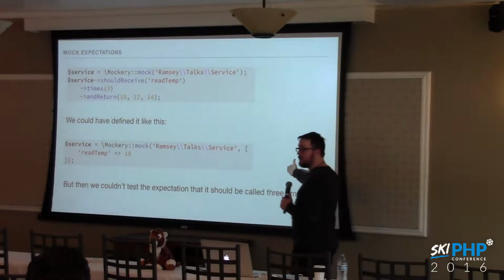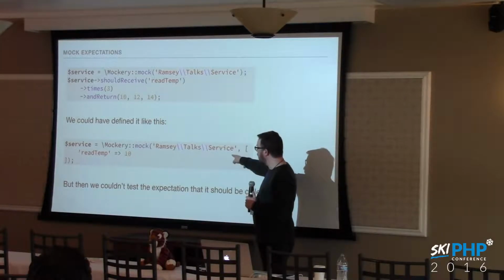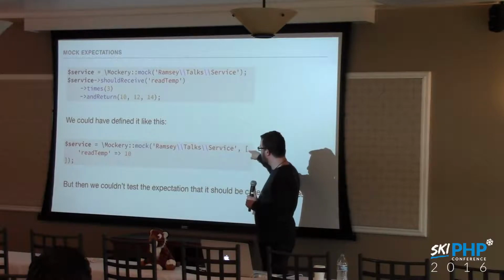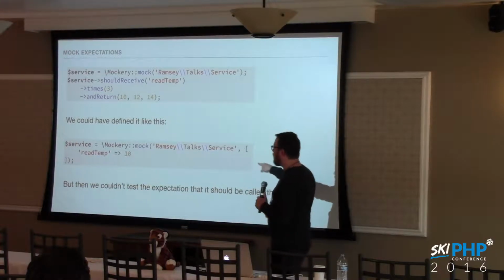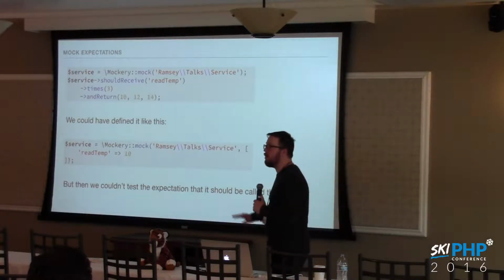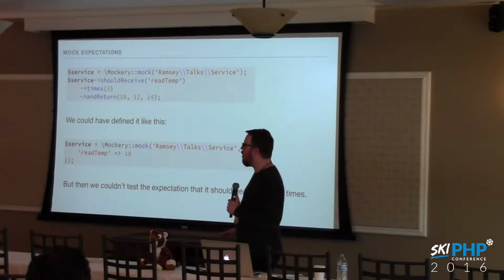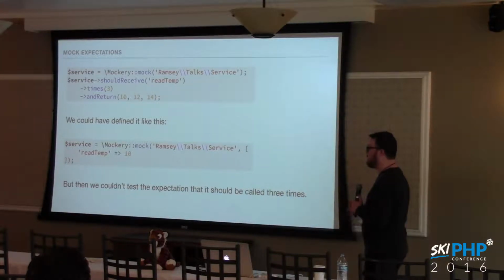We could have also defined it just like this, where I showed you earlier, where we're just giving it the name of the fully qualified class and an array of key value pairs. In this case, every single time we call readTemp, it will return 10. And we can call it as many times as we want, and it will always return 10 every time we call it. But then we couldn't test the expectation that it's called 3 times.